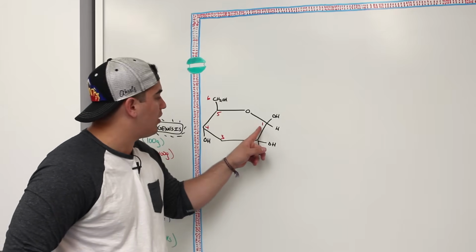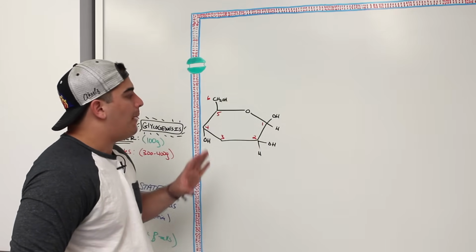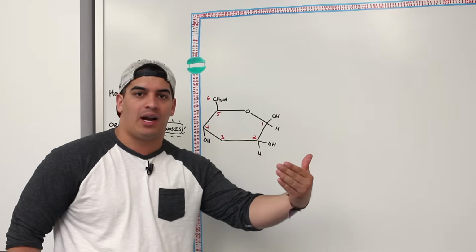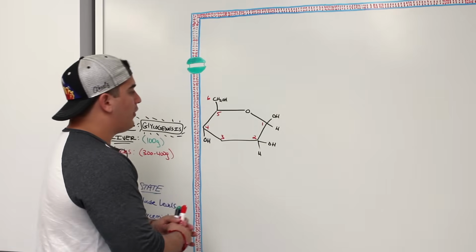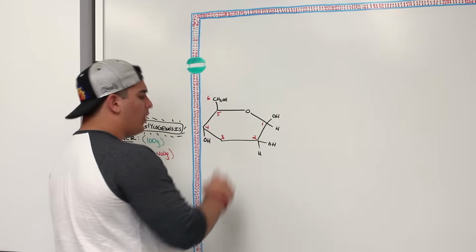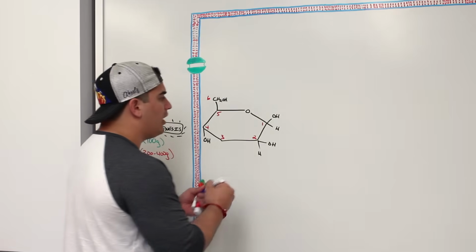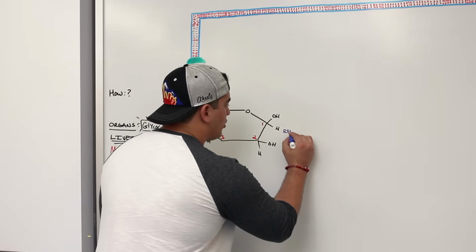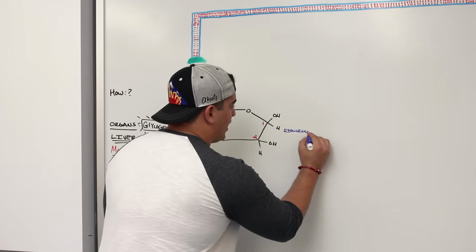The reason why I'm telling you this is that we're going to talk about certain bonds that are going to be occurring between the 1 carbon and the 4 carbon. I'm going to briefly introduce it because we're going to talk about it throughout this video. For example, we refer to the number 1 carbon as the reducing end.